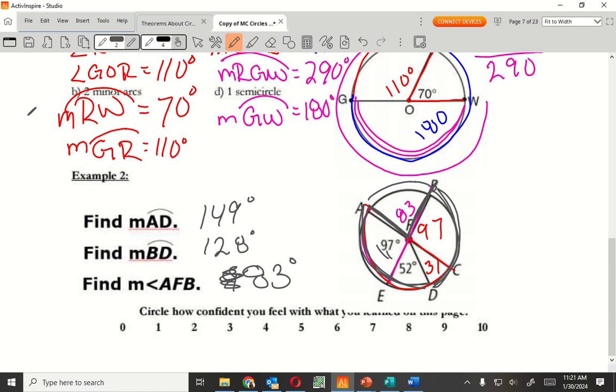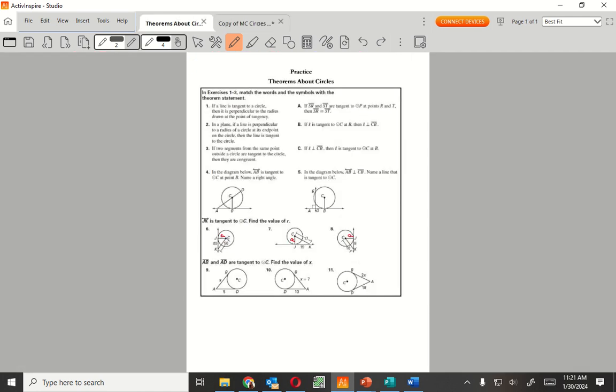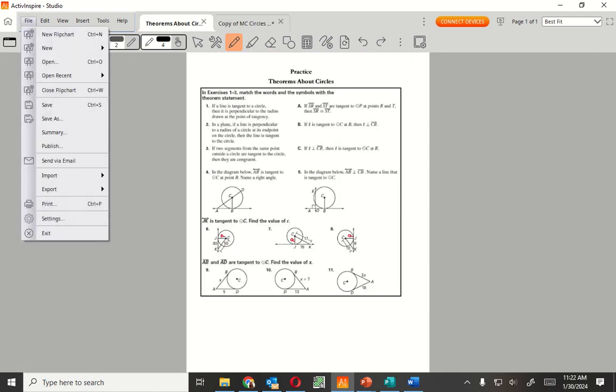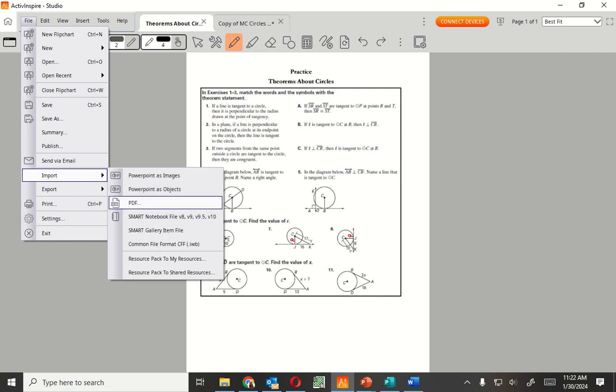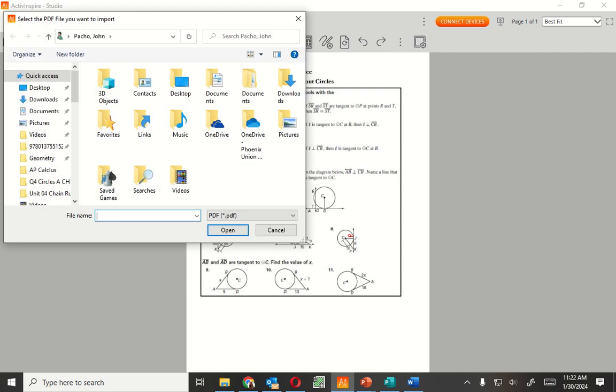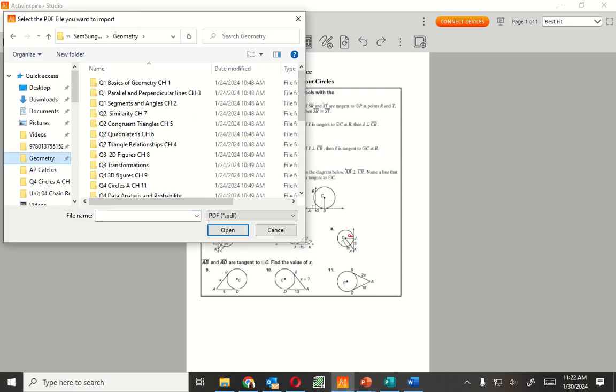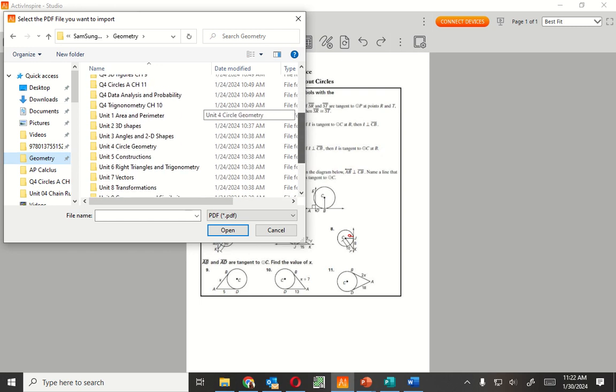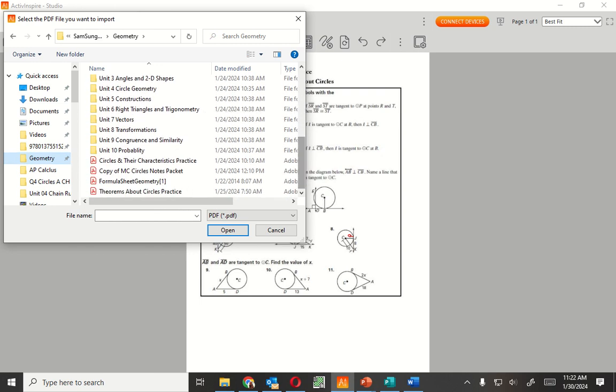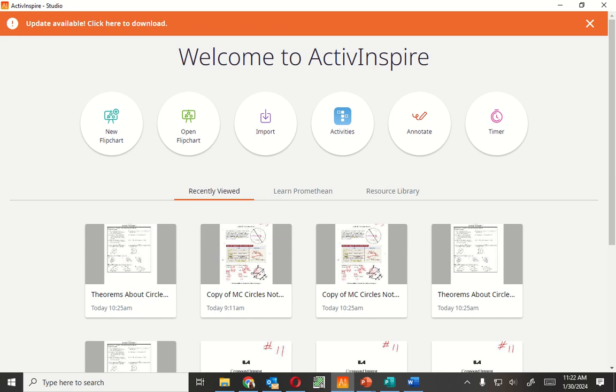Yes? Hopefully? Okay. So, this is what you people are going to do. File. Import. Okay. All right. I will pull it up here in a second. You guys are going to start working on page number 8 as your practice.